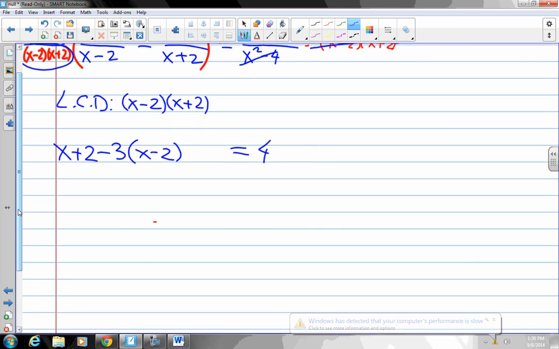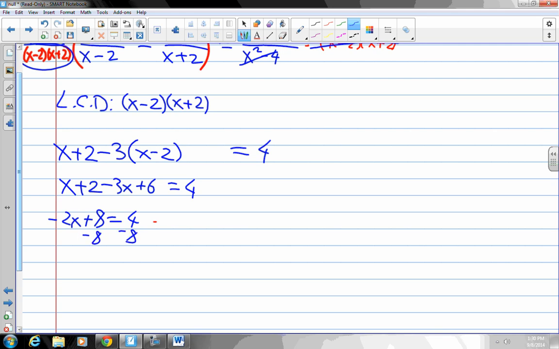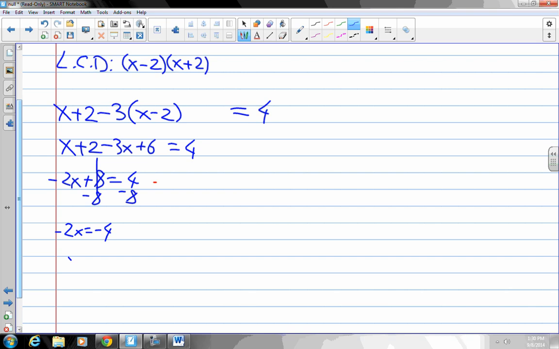Isn't it nice? I mean, look at this. In one move. Now, the rest is kind of what we just did. It's a linear equation. Distribute 3, and so on. So what is this? Negative 2x plus 8 equals 4. When you combine like terms, subtract 8 from both sides, gives me negative 2x equals negative 4. So finally, x equals 2. Is that okay?